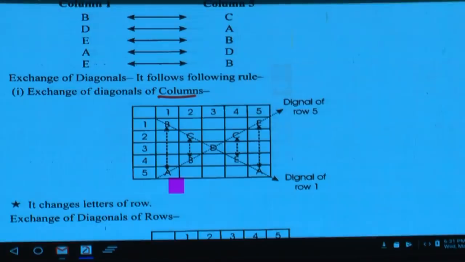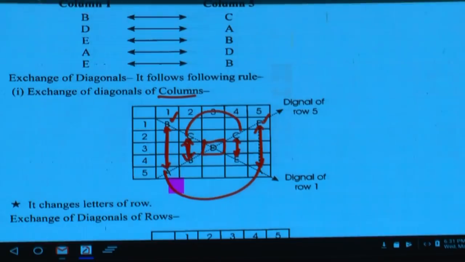Whenever there is an exchange of diagonals of columns, then what will happen here? Now these two columns are getting interchanged. And next one, see here, E and A. If column 1 and column 5 are interchanged, then B is going to this place and E is coming to this place, and the elements in these two rows will get interchanged. And next one, here C and B, if these two are interchanged and these two are interchanged, that means 2 and 4 are getting interchanged, and 1 and 5 will get interchanged, and the middle element remains in the same position.